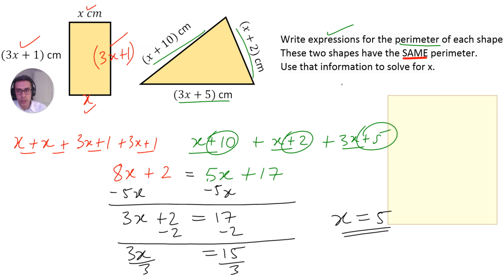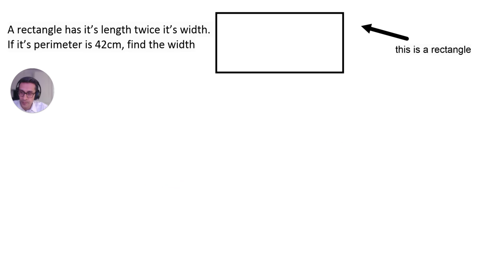Now, if the question said work out the lengths of the sides, we would have to put x equals 5 into each of these to work out the actual lengths. But in this case, it just says solve for x. So that is your answer. So what we've done is we formed an expression, formed another expression, turned it into an equation, and then solved the equation.